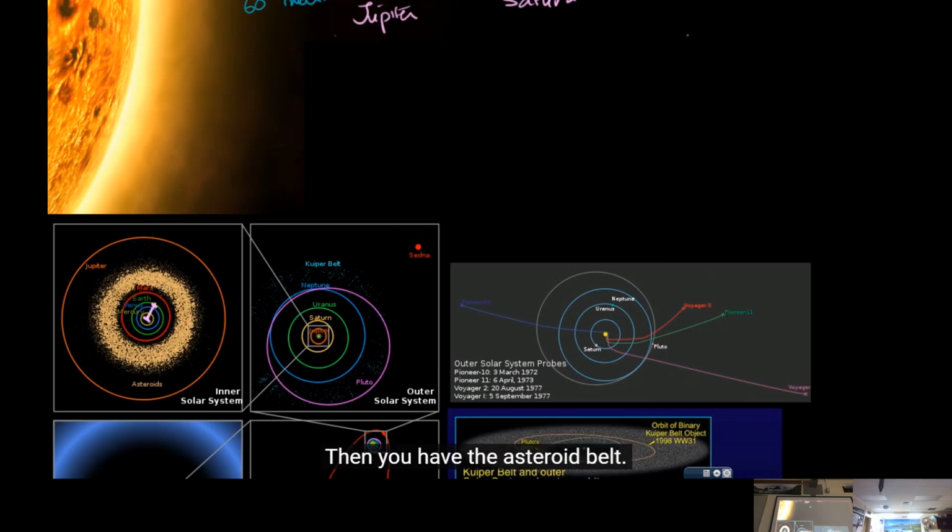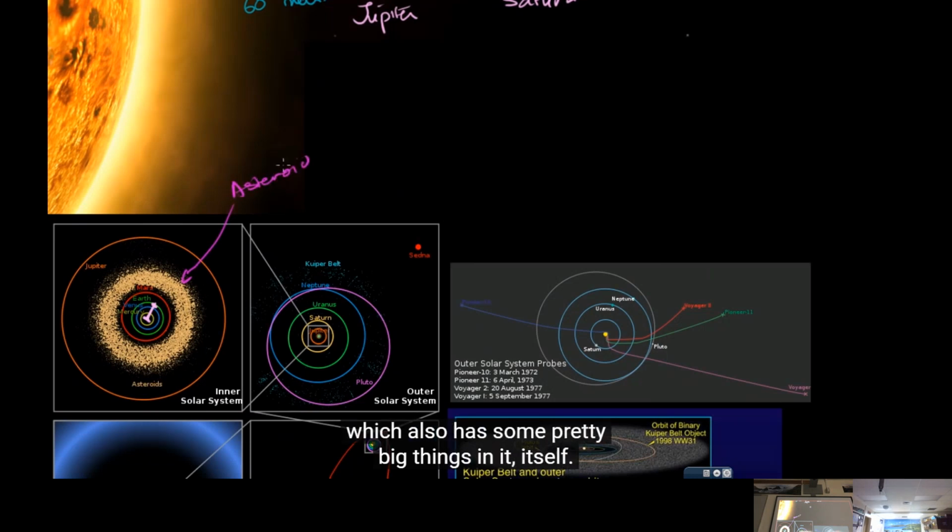Then you have Mars. Then you have the asteroid belt, which also has some pretty big things in it itself. And it has these things that are almost considered dwarf planets, things like Ceres. You could look those type of things up. And then you have Jupiter out here. And once again, we said it would take roughly 100 years for a jet plane to get from Jupiter to the sun.